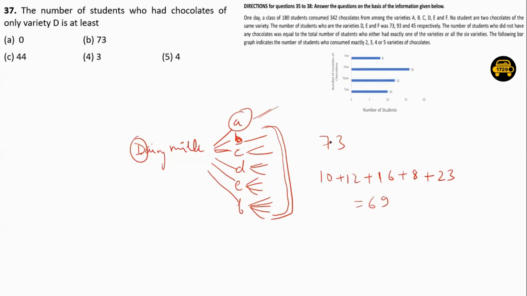So out of these 73 chocolates, 69 chocolates are consumed by students who consume more than one chocolate. So of course there will be 73 minus 69, that will be 4 chocolates which are consumed by students who just took only D. So the minimum value of this particular question, the answer will be 4. Now moving on to the next one.